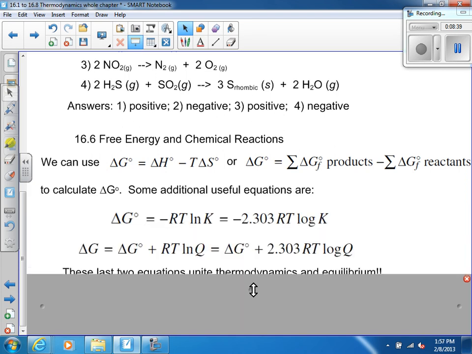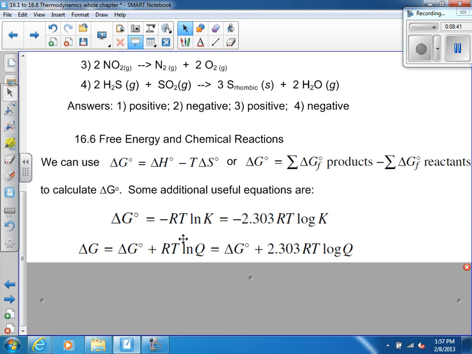There are a few more useful equations that you should know about. Whoa, look, K, that's our equilibrium constant. Delta G, spontaneity, and the equilibrium constant. There's a relationship between those. Now it's really confusing. How do I calculate delta G? Well, if you know your equilibrium constant, you use this equation. If you know delta H and delta S, you use this equation. And if you have your Gibbs free energy of formation, you use this equation right here.